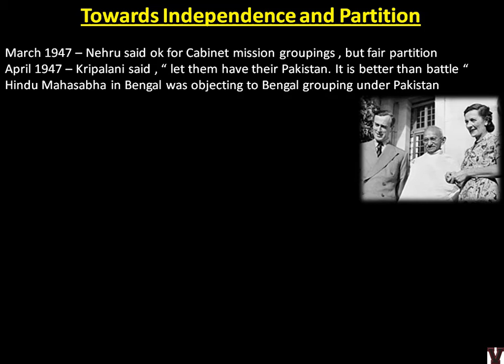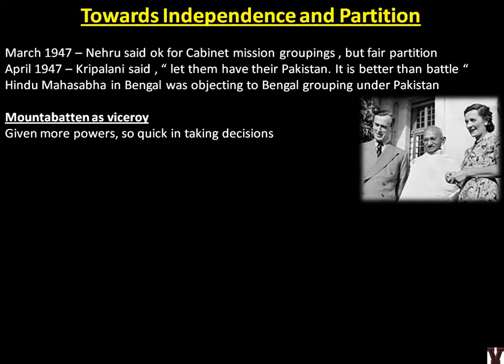So the Hindu Mahasabha people in that region were objecting to it. And this is the time when Mountbatten comes. The picture you see is Mountbatten and his wife with Mahatma Gandhi posing for a picture. Mountbatten came as a viceroy, and he was given more powers, so he was quick in taking decisions.